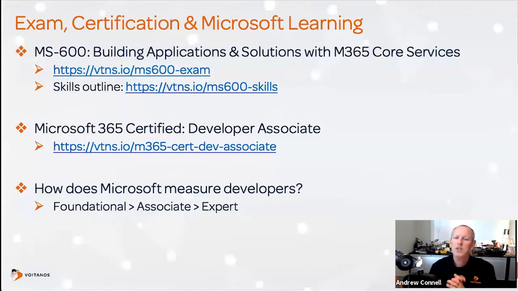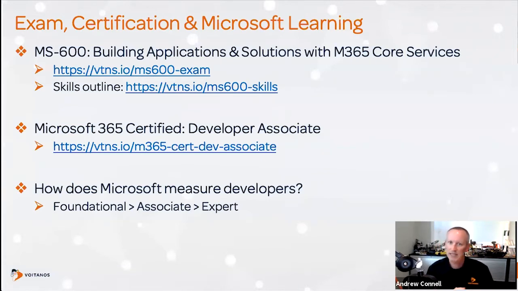Okay. Let's talk a little bit about the exam and the certification and just how this whole thing is structured. The exam code is MS-600, and it is called Building Applications and Solutions with Microsoft 365 Core Services. You can see a link to that at the first link there. That's a case-sensitive link, so make sure it's VTNSIO/MS-600 exam. That is all about where you're going to learn more about the exam.